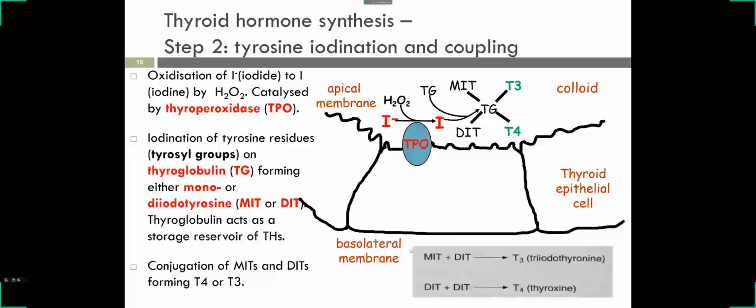Gradually, you get conjugation of MITs and DITs, as we talked about, forming different T4 or T3 components. And this prepares them for later cleavage by those lysosomal enzymes that we discussed.